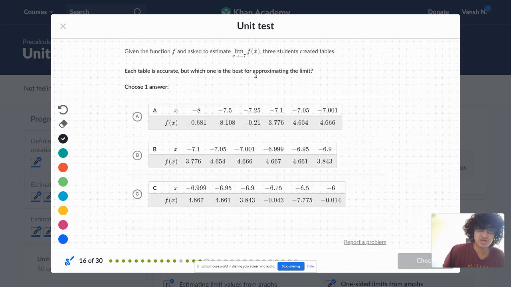Which is the best for approximating limits? So remember, left and right hand side and getting very, very close. And it's x goes to -7, so -8. It should be kind of symmetrical in a way. I don't really think the first one is, because you just jump from negative. Let's see. Okay, I think this one might be better.